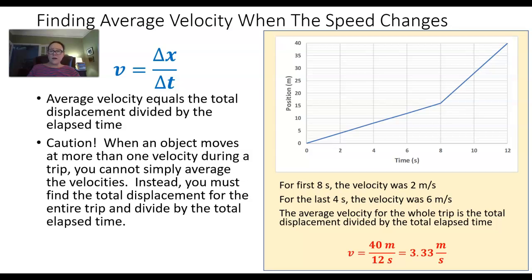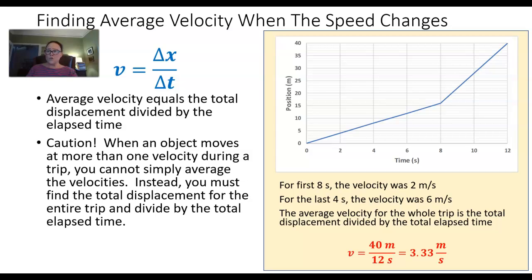Instead, we have to find the total displacement and divide by the elapsed time for the whole trip. So I can see that this object starts at a position 0 and ends at a position of 40 meters. So the total displacement was 40 meters in the positive direction. The total time was 12 seconds. So here, the average velocity of this entire trip was 3.33 meters per second.